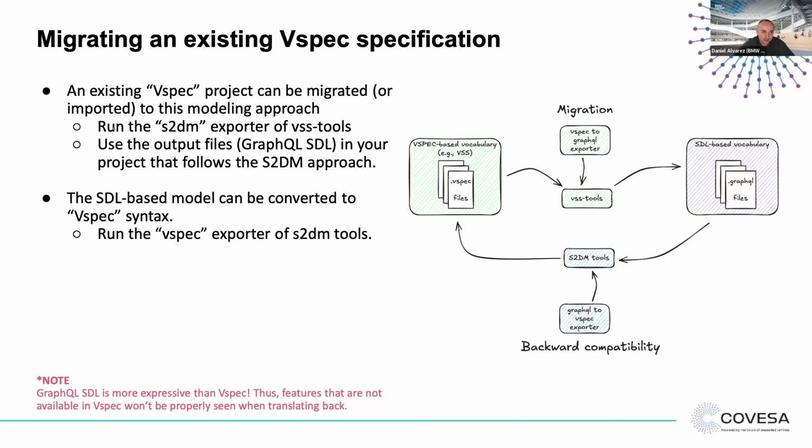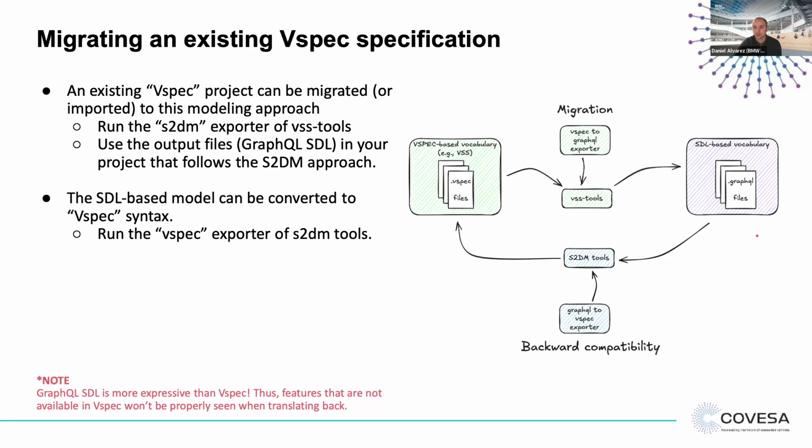How we do that is we run the exporter that is available in the VSS tools. Then you create these kinds of structures that are compatible with this modeling approach. Then you simply use those files in your project that is following these guidelines, right? You may wonder, once you are there, whether you can come back, because you might need to run tools today that are still based on the VSpec.